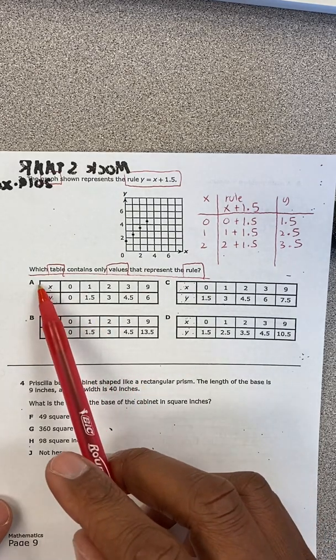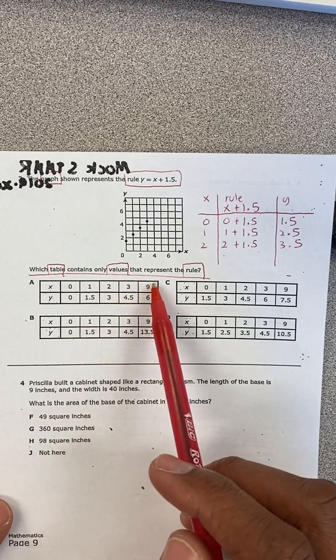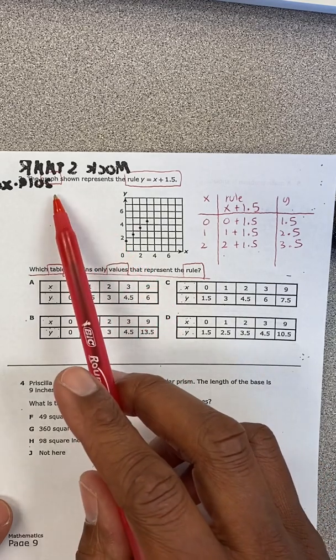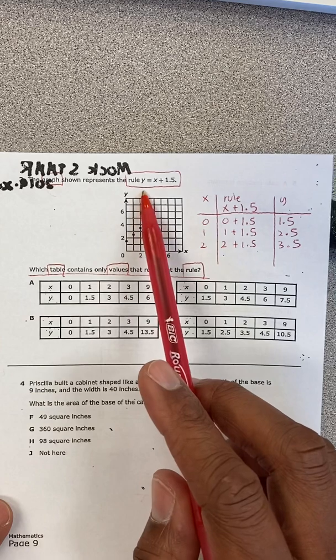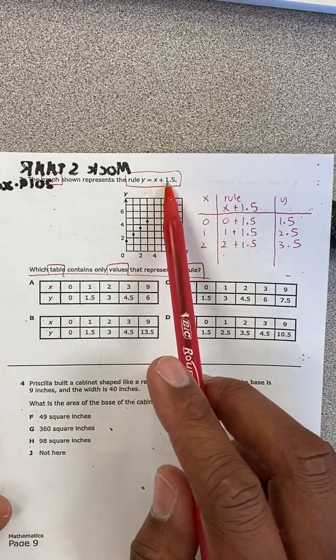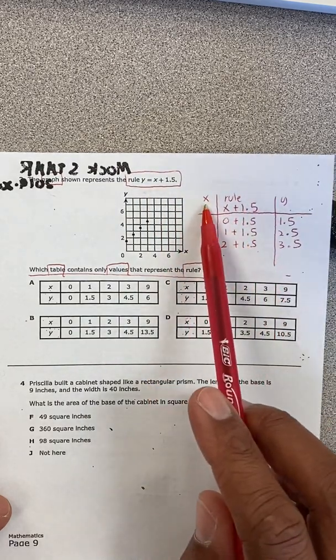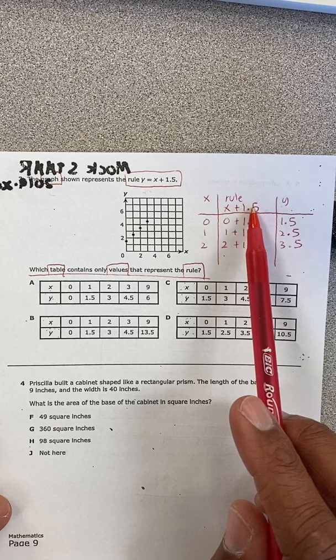For number 3, the question asks which table contains only values that represent the rule. So up here, we're looking for a graph, and here's a rule right here. The rule says to do x plus 1 5/10. So we make a little chart over here. Here's my x, here's my y, and here's my rule.